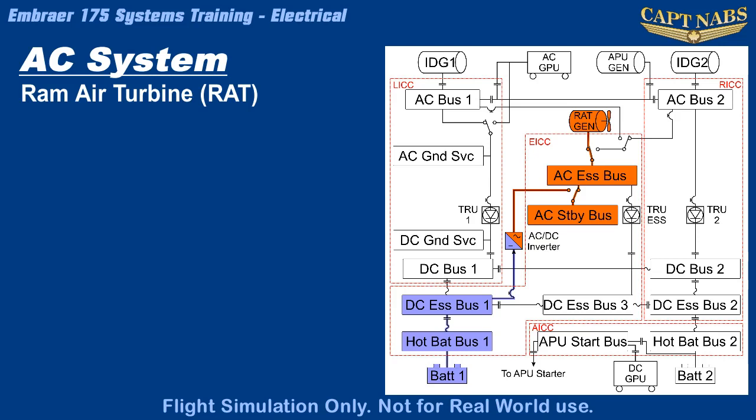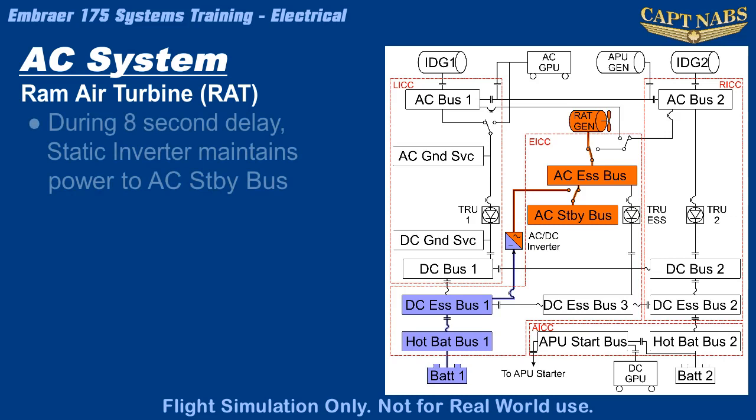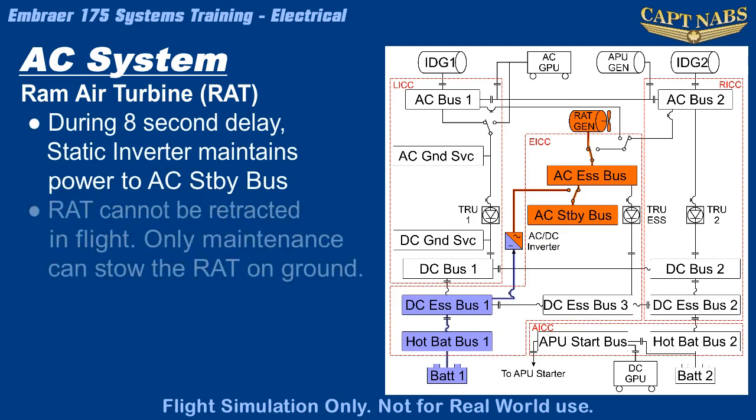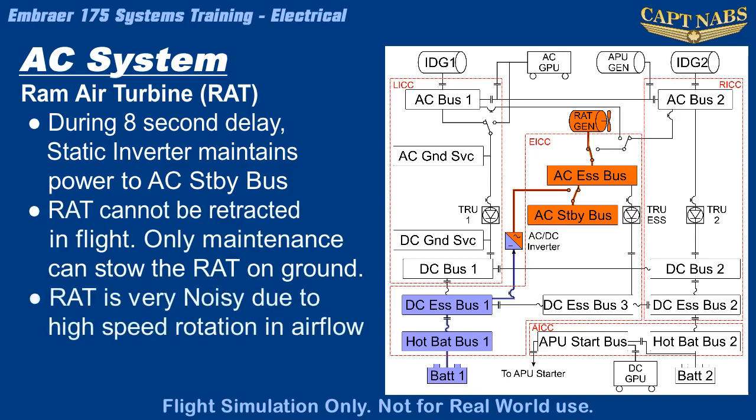The 8-second pause during deployment allows the windmill to reach full speed without resistance from the generator. It is during this 8-second period that the static inverter supplies power to essential systems. The RAT, once deployed, cannot be retracted and will remain deployed until maintenance action after the flight. It should also be noted that the RAT is very noisy due to the high rotation speed needed to generate the 400 Hz AC.